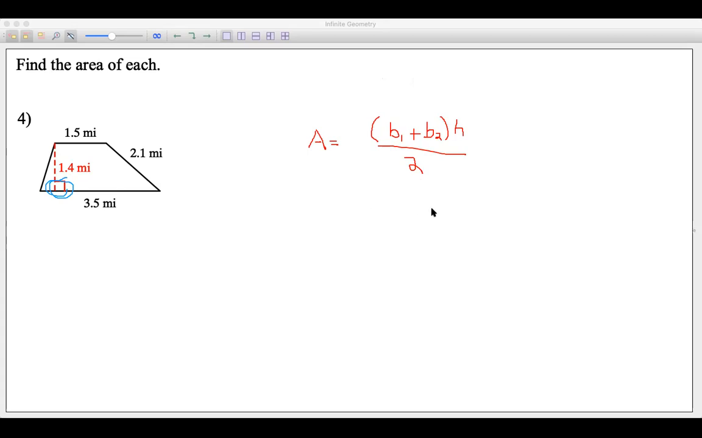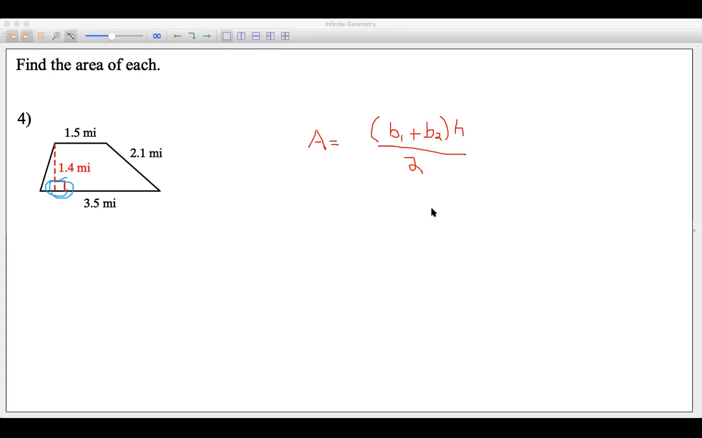The bases are the two parallel sides. They're parallel. A trapezoid has two sides that are parallel. The other two sides will not be parallel. Those are the legs. Plug in the numbers, do the math.